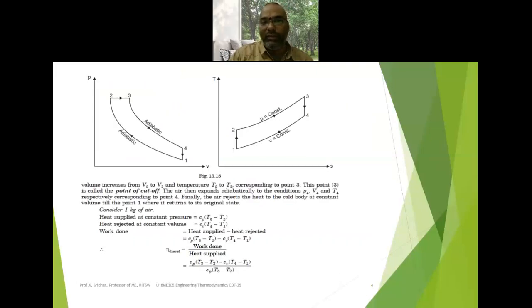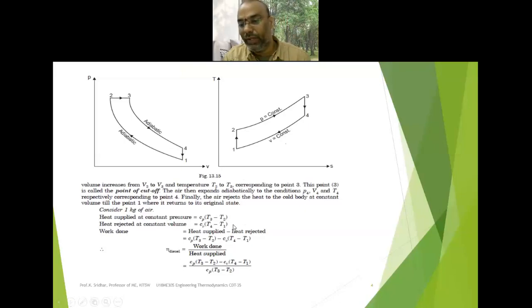Now, how can we represent the diesel cycle on the PV diagram as well as the TS diagram? Here, 1 to 2 is the compression process, an isentropic compression process, or reversible adiabatic compression. The only change you can observe from the Otto cycle is in 2 to 3, where there we had a constant volume process, but here it is a constant pressure process. The heat addition takes place in 2 to 3, that's why it is known as the constant pressure cycle. 3 to 4 is once again an isentropic expansion process, and 4 to 1 is a constant volume heat rejection process. So totally we have two isentropic processes, one constant pressure and one constant volume process in this diesel cycle.